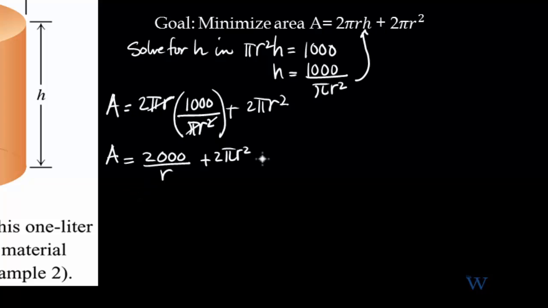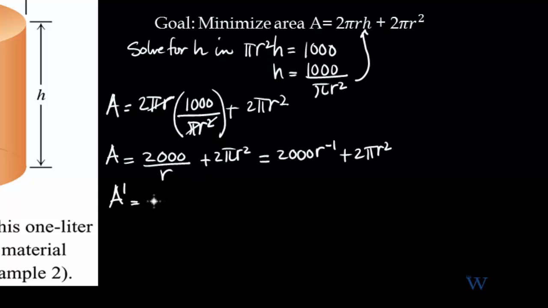So what do we do next? We take the first derivative. So A prime would be, remember this is the same as 2000 r to the negative 1, because don't forget, it's easier to do it that way than doing the quotient rule. It's just use the power rule. Plus 2 pi r squared.